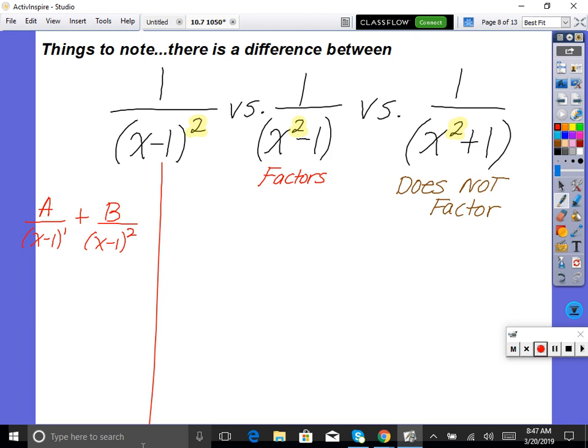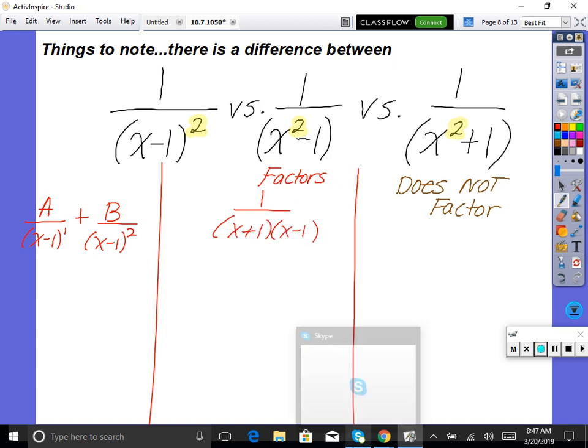Okay, let's look at splitting this one up. This is a quadratic that factors. Agree? So this is actually 1 over x plus 1, x minus 1. So our decomposition would just be a over x plus 1 plus b over x minus 1. They didn't have multiplicity of 2, right?